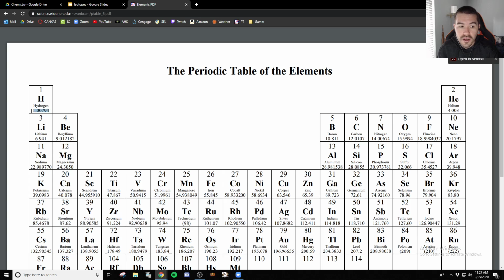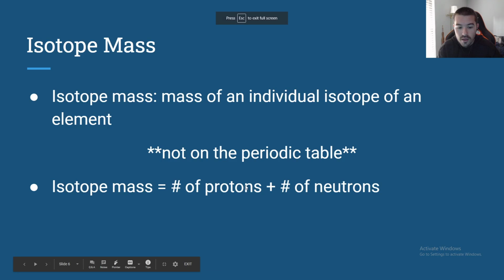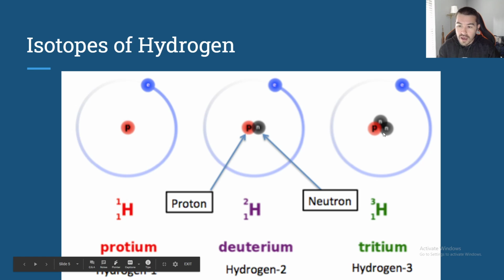Okay, this number right here is an average of all the different isotopes. If you're interested in one specific isotope, then you're not going to be using this number. What you're going to be using instead is adding the protons and the neutrons together. For example, if we go back here and look at this atom, this is called hydrogen 3.